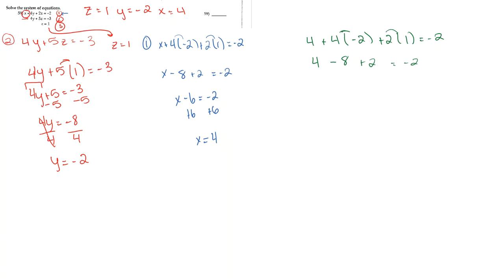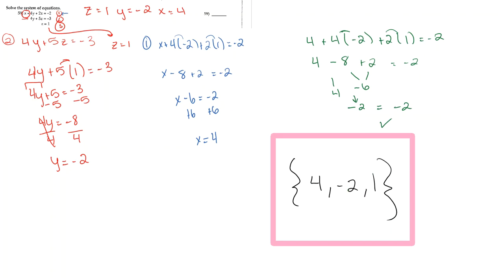So let's go ahead and simplify this left-hand side. We already know that -8 plus 2 will become -6, bring down that 4, and then 4 minus 6 will be -2. So is -2 equal to -2? Yes, and that's how we know that our solution set works. So our answer will be +4, -2, and +1. Good job.